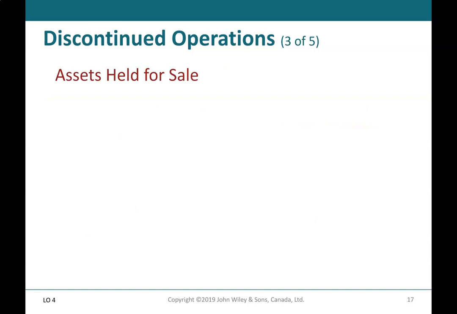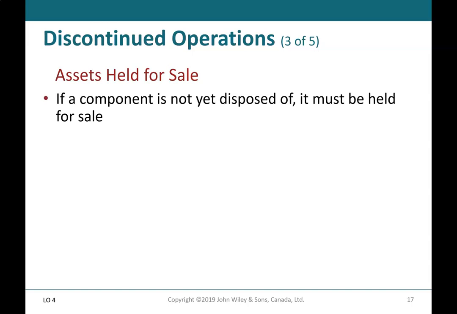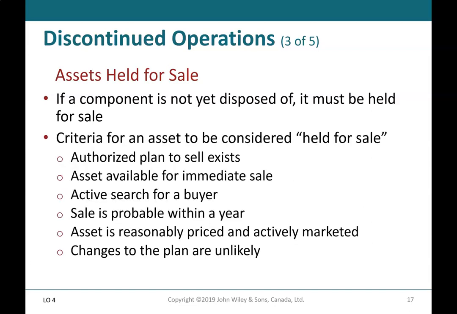Discontinued operations, 3 of 5. Assets held for sale. If a component is not yet disposed of, it must be held for sale. Criteria for an asset to be considered held for sale: an authorized plan to sell exists, the asset is available for immediate sale, there is an active search for a buyer, the sale is probable within a year, the asset is reasonably priced and actively marketed, and changes to the plan are unlikely.